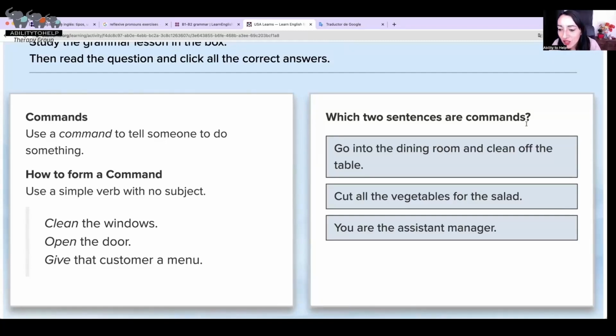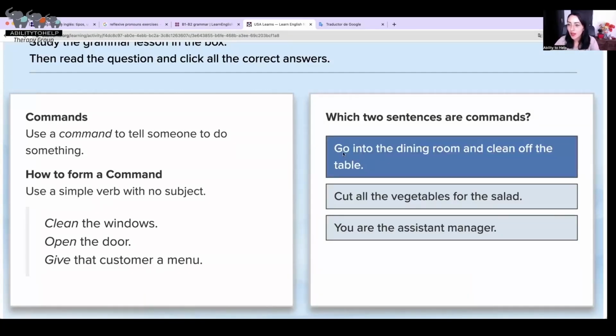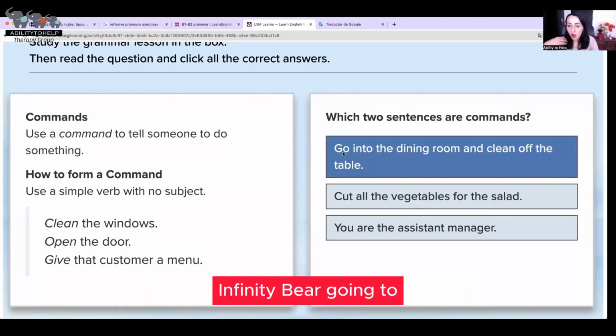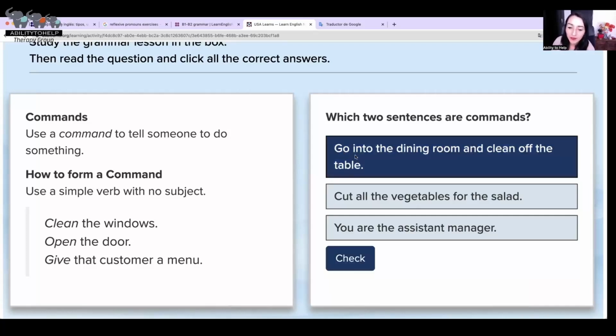Going to the dining room and clean off the table? Yes, because you could find the verb, the infinitive verb. Go into is an instruction. Please go into the dining room and clean off the table.